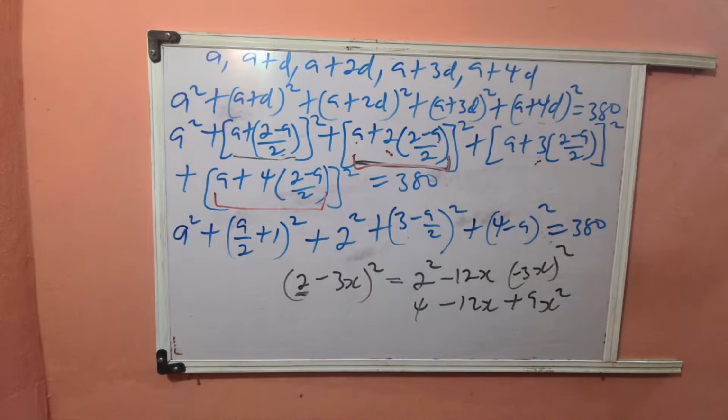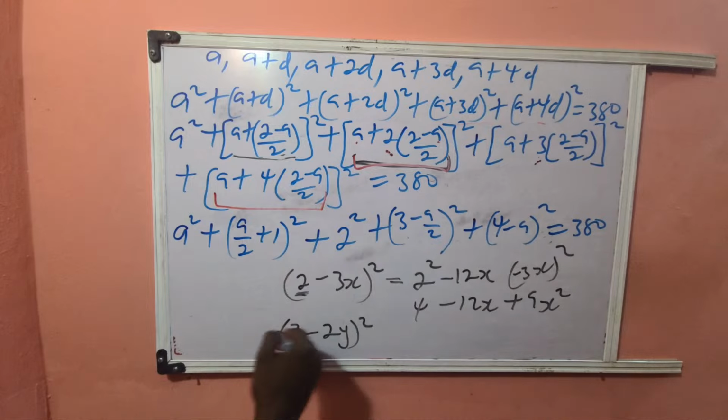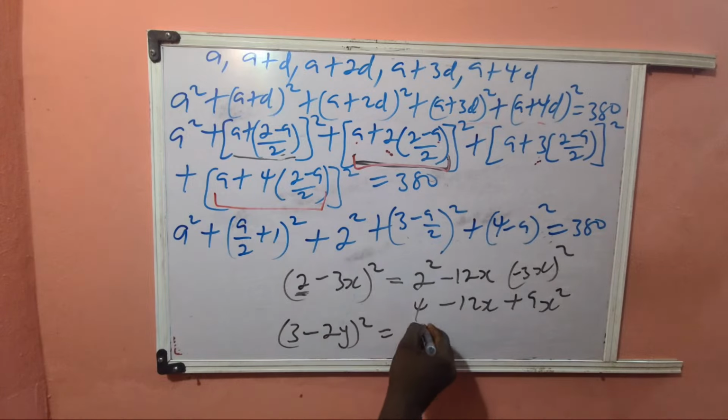Let me try and solve one more, just to get you more in shape, in case you have not gotten it. Let's try and solve for 3 minus 2y squared. Let's see how this goes. So as I told you already, the first thing to do, you take the first term raised to power 2. That will be 3 squared.